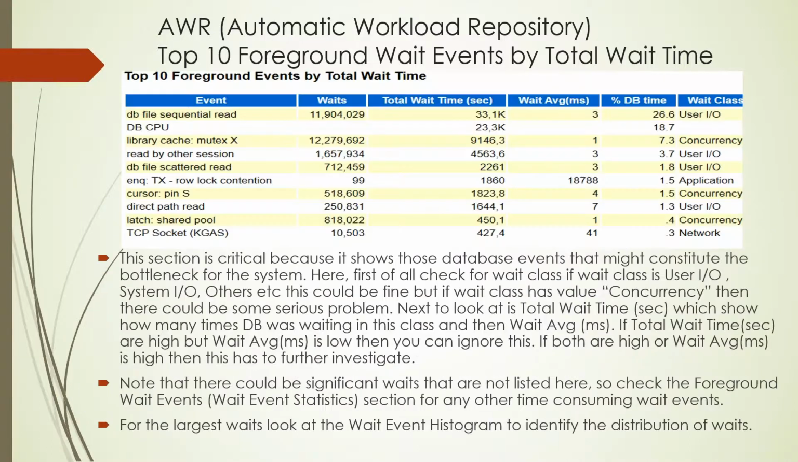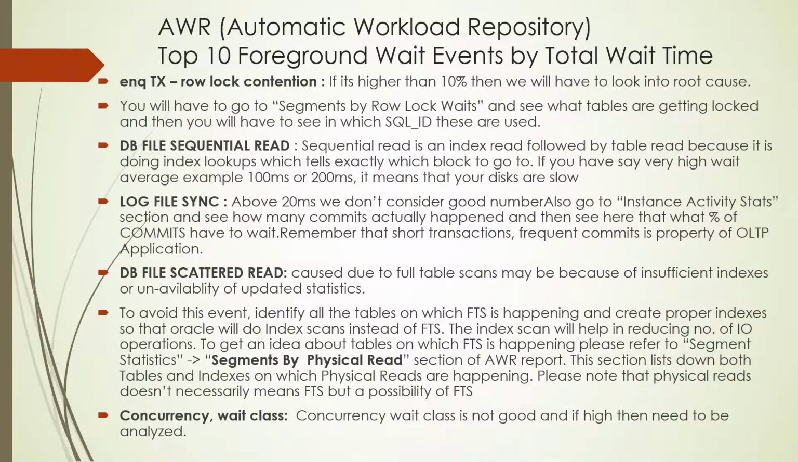So in our case, you can see enq: TX - row lock contention. This is 99 and the wait average in milliseconds is 88,788 milliseconds. So percentage DB time is 1.5. So it's okay, right? 1.5. If it is 10% or higher than that, we should go and look at segments by row lock waits and try to find out the issue.